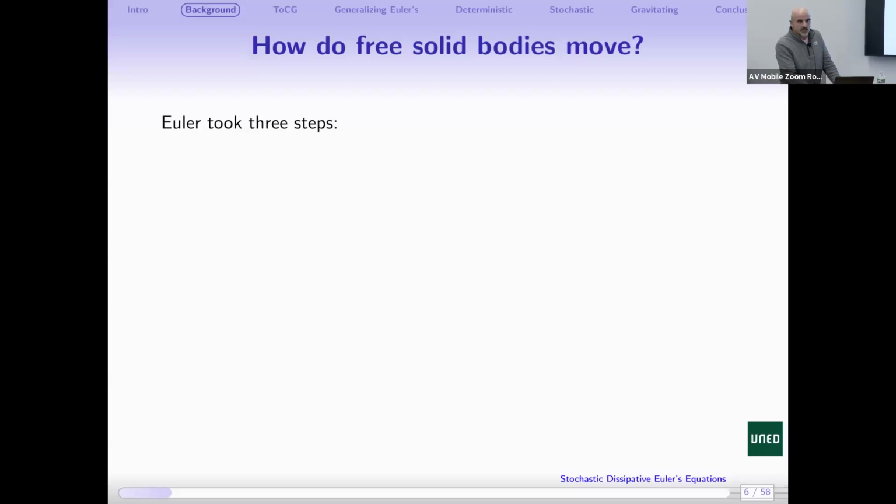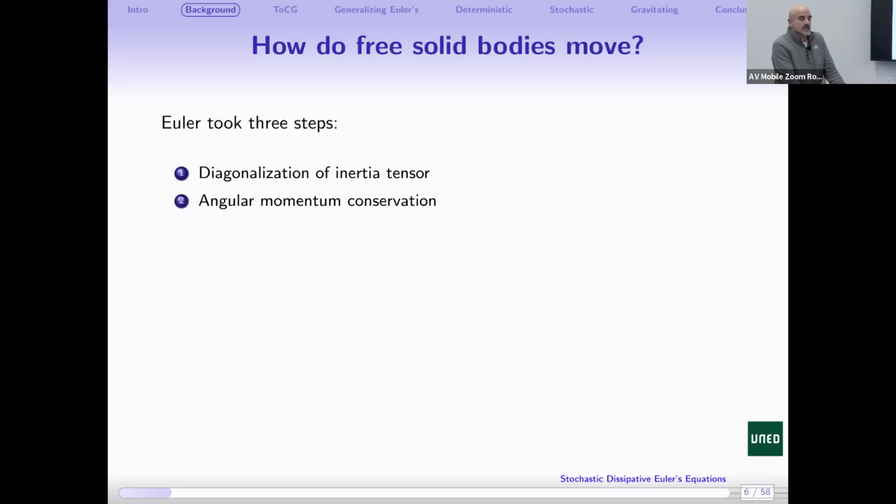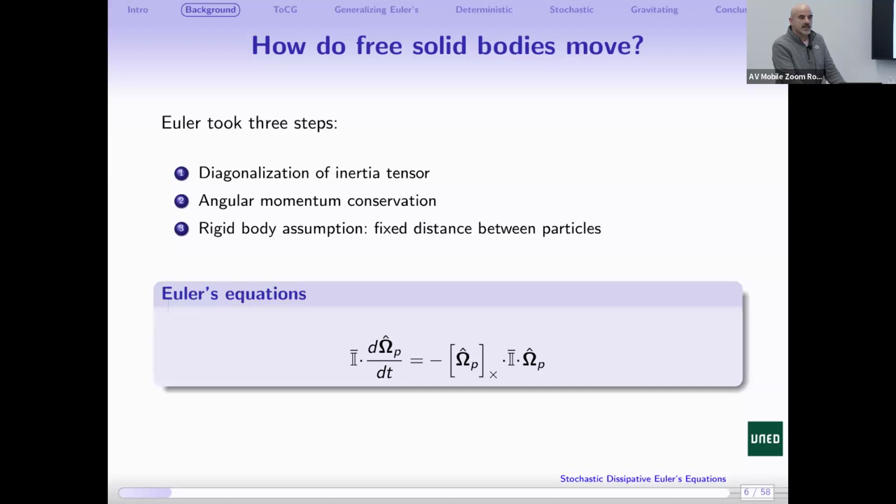Euler took 3 steps to obtain his equations of motion for a body. He assumed that the inertia tensor can be diagonalized. Then he assumed that in the absence of external torques, angular momentum is conserved. And finally, he made the crucial assumption of a rigid body, that the distances between the particles are constant. And from that, he obtained the famous Euler's equations that are written here in a particular notation.